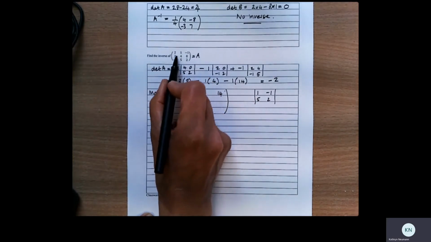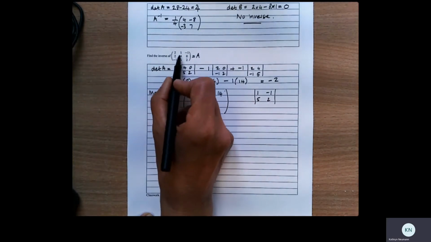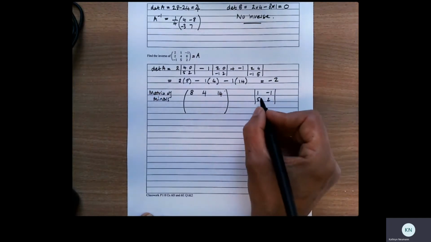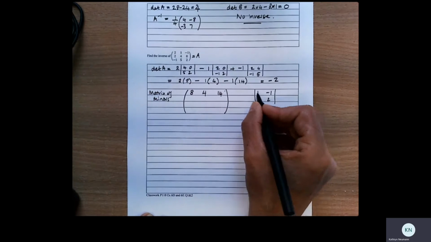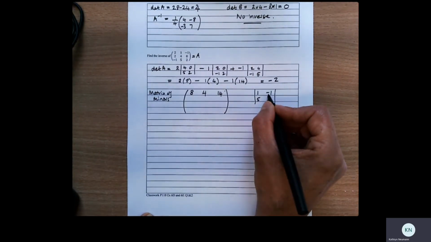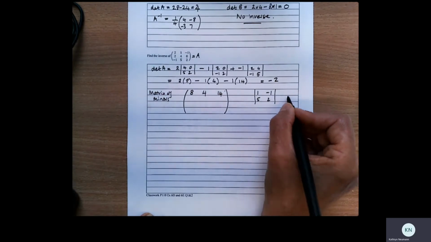Let's just double check that. So crossing out that row and that column, 1, 5, minus 1, 2. Good, that's right. And so when I work out the determinant of that, I get 2 take away minus 5, so that's 2 plus 5, and that is 7.